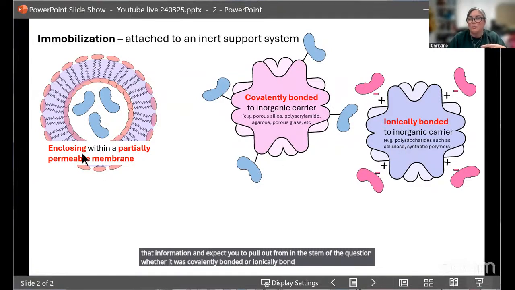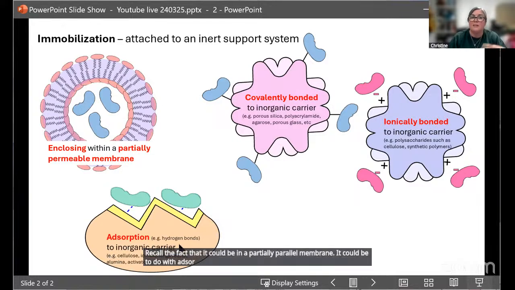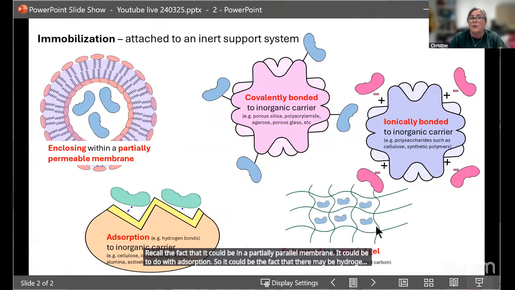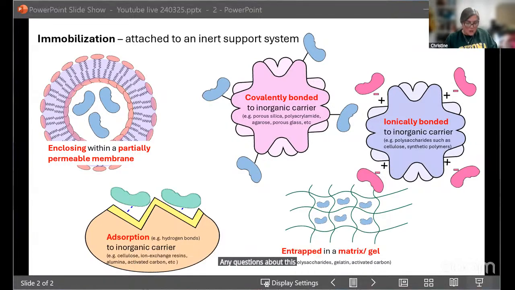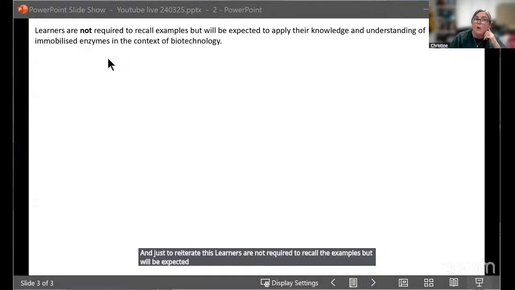And then they tend to ask you to recall the fact that it could be in a partially permeable membrane. It could be to do with adsorption, so there may be hydrogen bonds to that inorganic carrier, or it could be entrapped in a matrix gel. If they're going to ask any questions about this, they will be giving you some information. Just to reiterate, learners are not required to recall the examples, but will be expected to apply their knowledge and understanding of immobilized enzymes in the context of biotechnology. That is specifically being put into the specification for the exams this year.